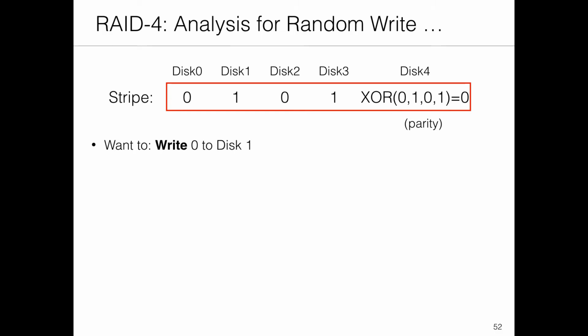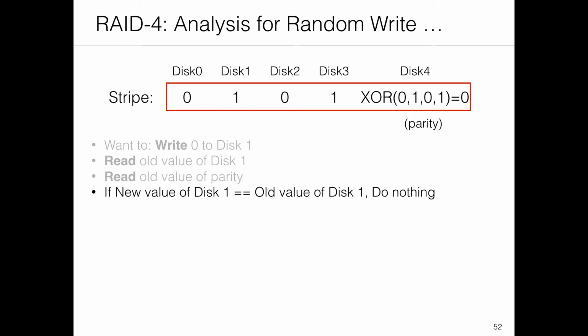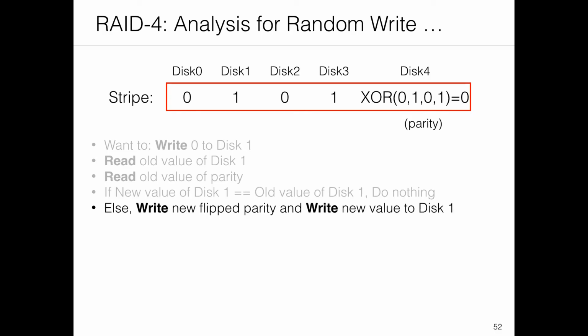Before that, let's look at this additive algorithm. So let's say we want to write 0 to disk 1. We first read in the old value. We read the old value of parity, so 2 reads. If the new value is the same, do nothing. If the new value is changed, you have to flip the parity and write a new value. So 2 reads, 2 writes.